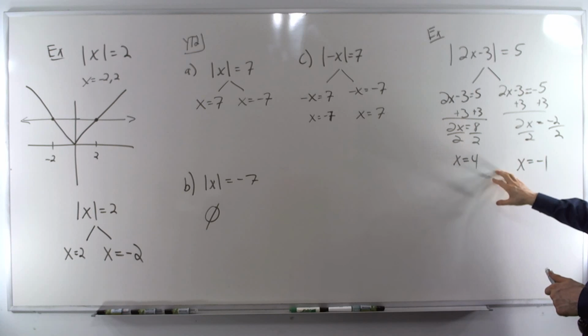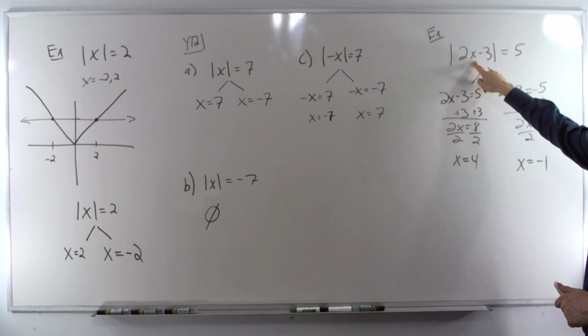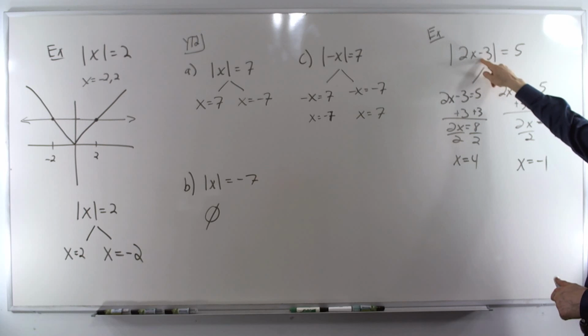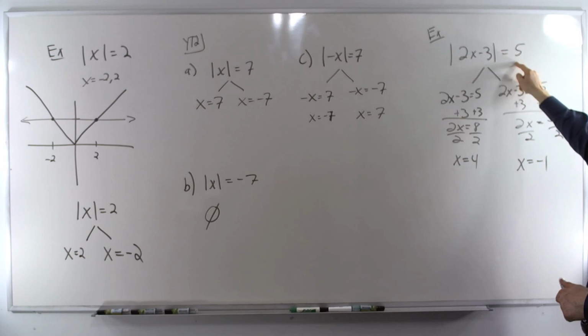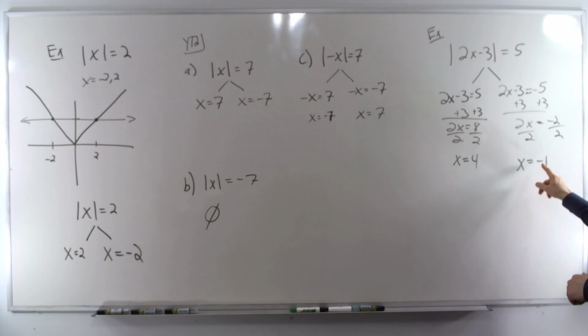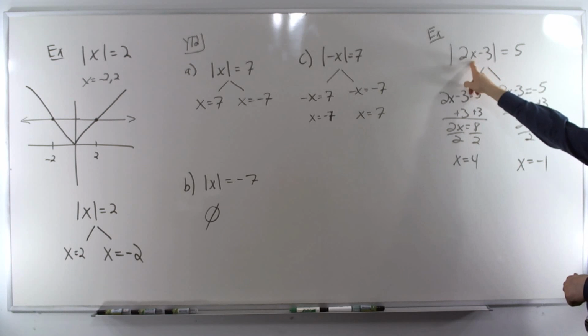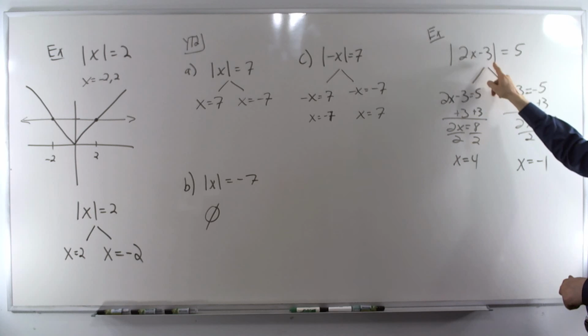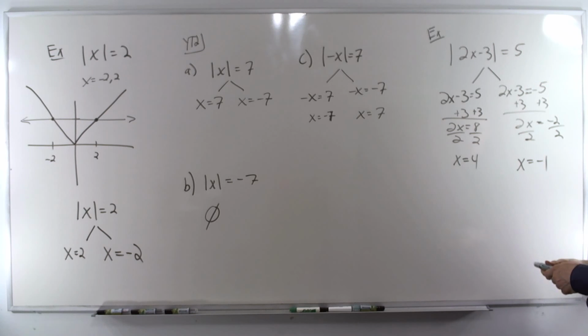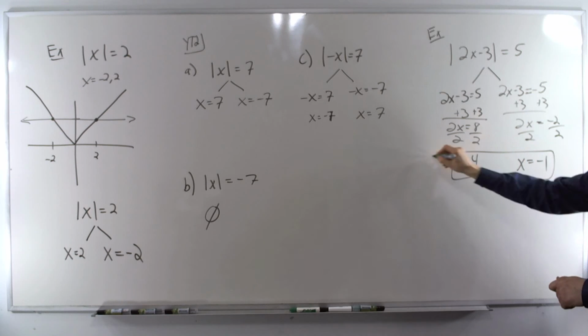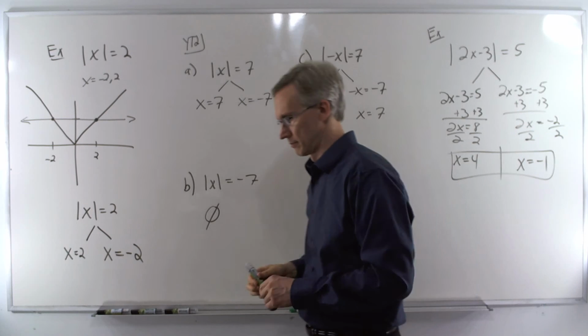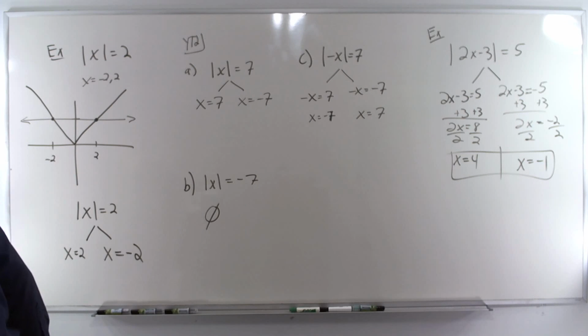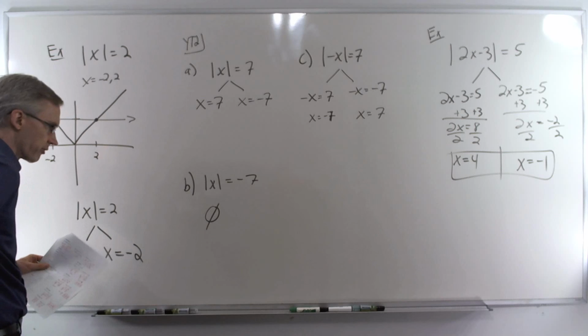Possibly. We should check. I'm going to take this 4 and plug it in for x. 2 times 4 is 8, minus 3 is 5. Absolute value of 5 is 5. So that works. I'm going to plug in negative 1. 2 times negative 1 is negative 2. Negative 2 minus 3 is negative 5. Absolute value of negative 5 is 5. So both of these solutions check. Your turn, number 3.